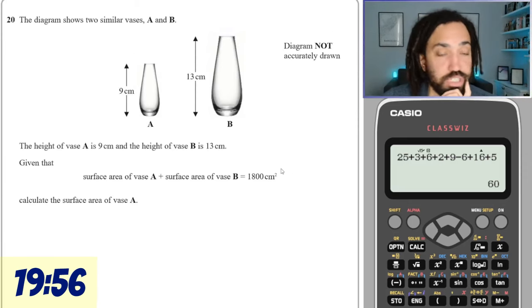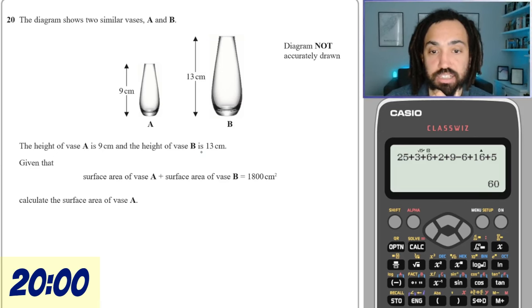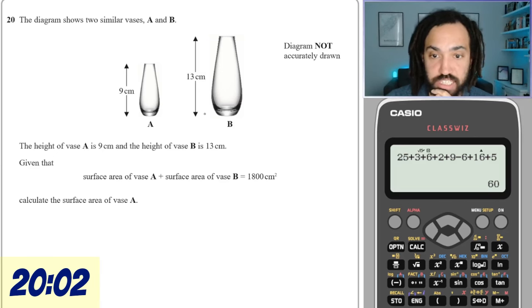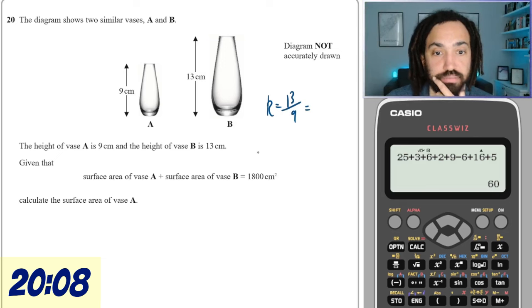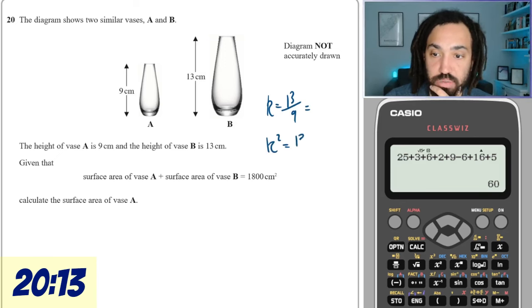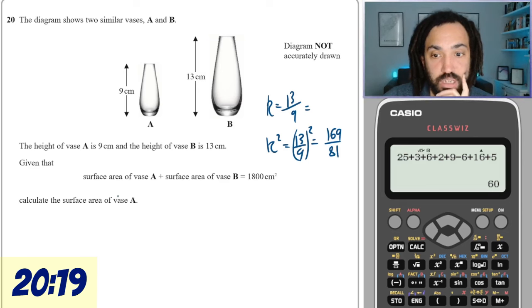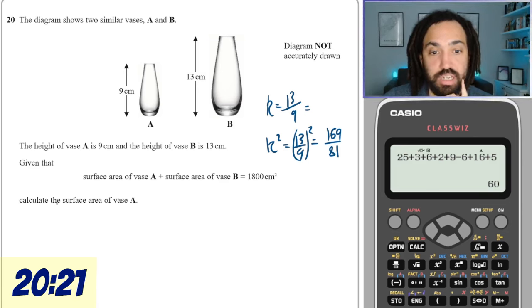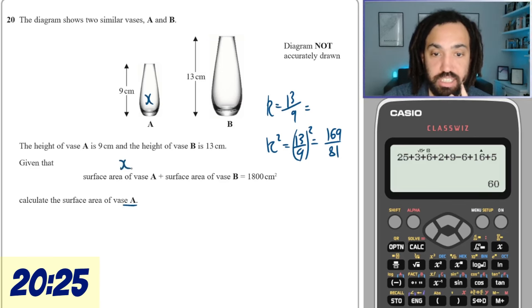Okay, these are becoming such common questions. The height of vase A is 9 and the height of B is 13. Okay, great. So we know the scale factor in the first dimension is 13 over 9. Now we need the scale factor in the second dimension, so we're going to square that, which will give us 169 over 81. And we need to work out the surface area of vase A, which is the smaller one.